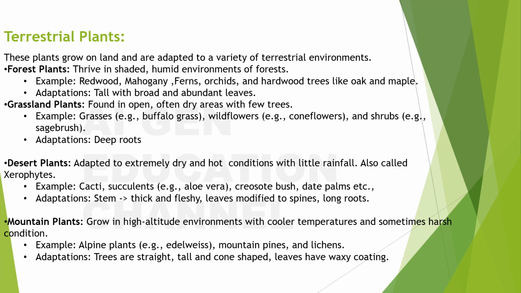Now first is terrestrial plants. What are these plants? Terrestrial means, what is it? Land. So these plants grow on land and are adapted to a variety of terrestrial environments. Why did we say a variety of terrestrial environments? It's because if you roam around the earth, will you find only one type of climate and place? No. You will find many types of habitats, right?